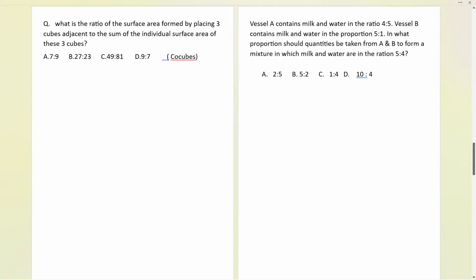The ratio of the surface area formed by placing 3 cubes. I hope you have seen a dice. We play Ludo or any game like that, and a dice is a cube. Let me tell you the surface area formula: a square is the area of one face. The surface area of the complete cube is 6a square. Now read the question.